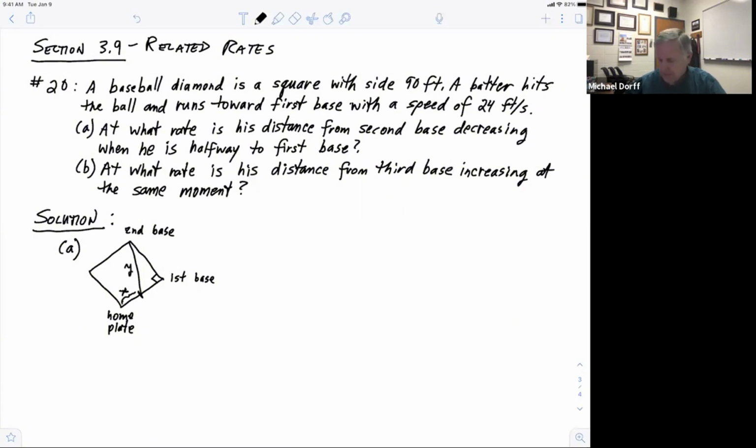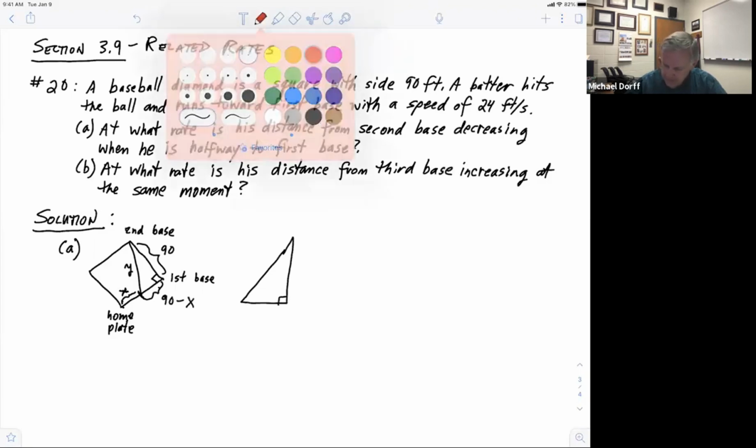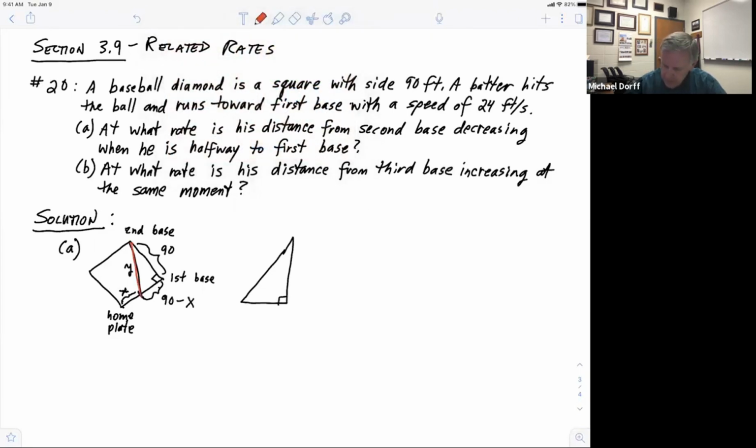Since the distance from home plate to where he's at is x, and the whole thing here is 90 feet, this distance here is going to be 90 minus x. So that's what we have there. What I'm really interested in is this triangle that's formed by this part here. So if I write that here, I've got a y, here I've got 90 minus x, and here I have 90.